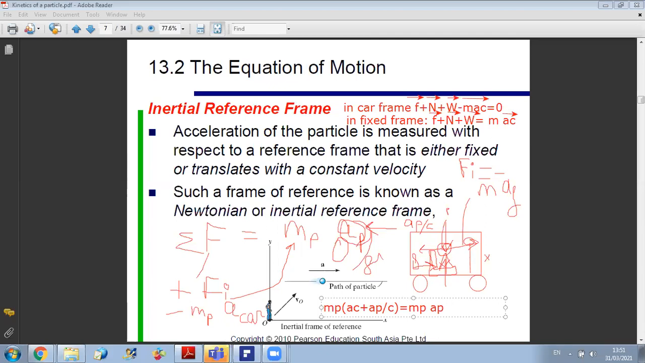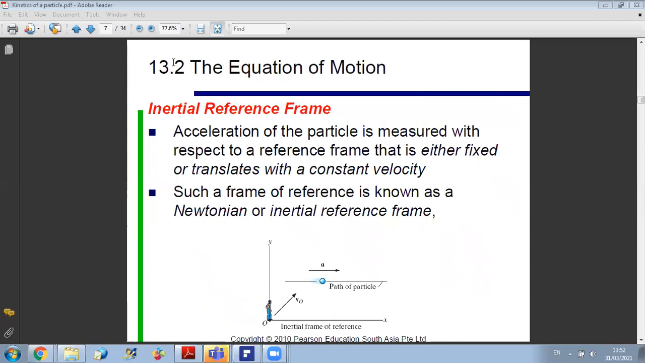So again, if you apply the relation in the inertial frame, you will directly obtain that F plus N plus W equals the mass times the acceleration of the person. So both relations again will give you the same result. Any question on this? Okay. So let us continue.